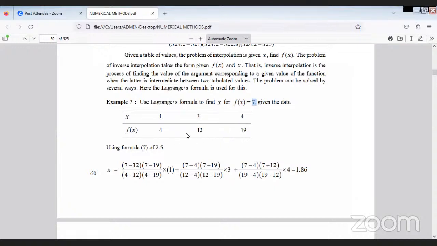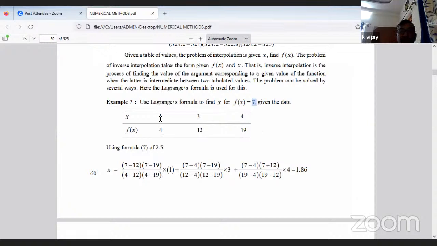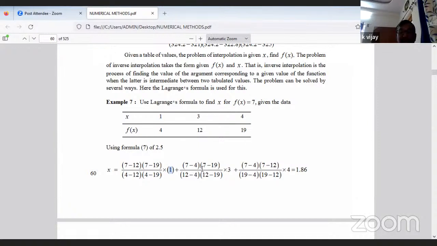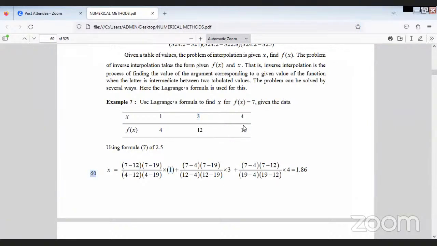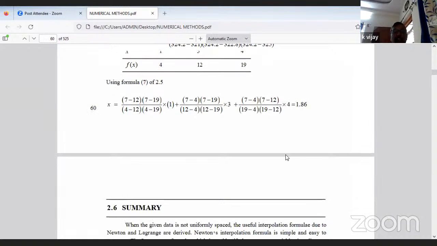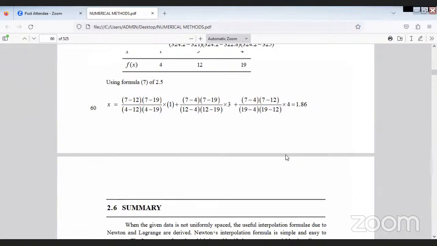Then 4 minus 12 and 4 minus 19. First F of x ఎంత? 1. Okay. Then 7 minus 4 and 7 minus 19. 12 minus 4 and 12 minus 19. The second value is 3. Then 7 minus 4 and 7 minus 12. Third value ignore చేస్తున్నా. 19 minus 4, 19 minus 12 into 4. Calculate this value. It is correct or not? Make fast. Yes sir.